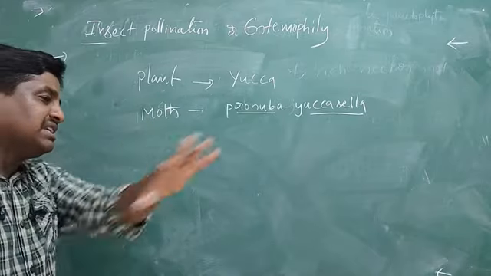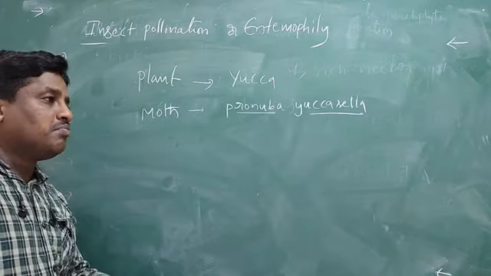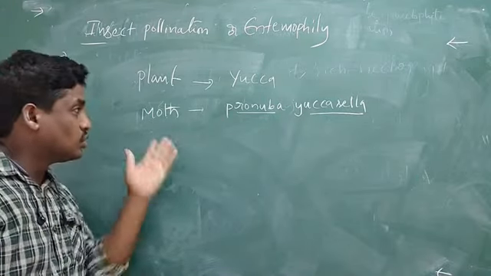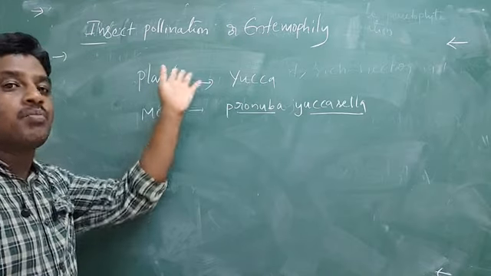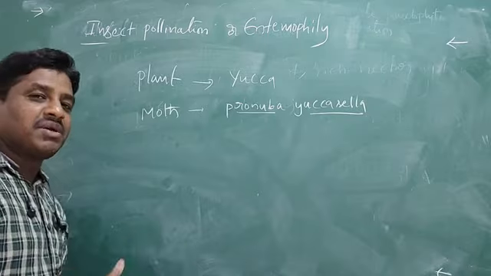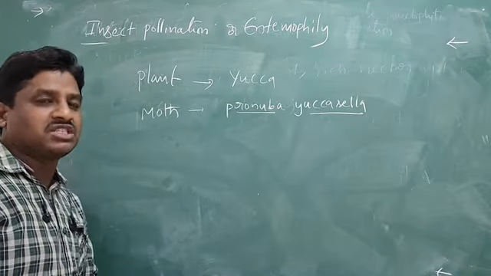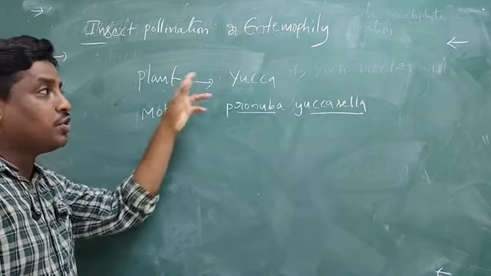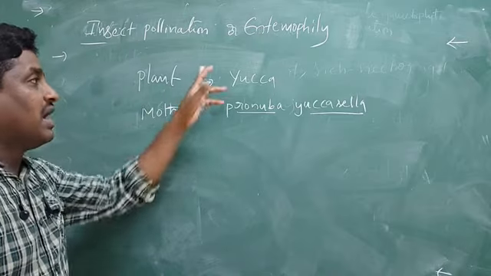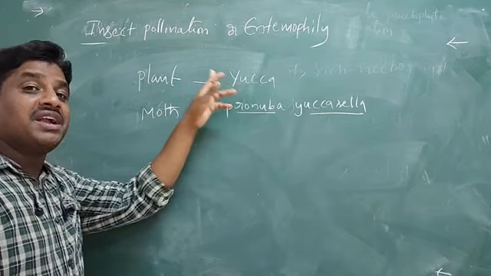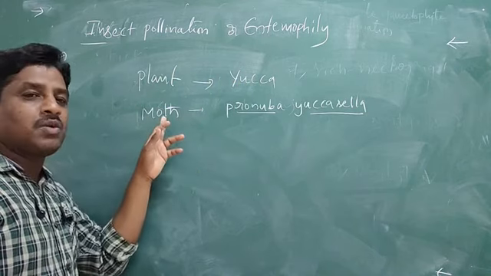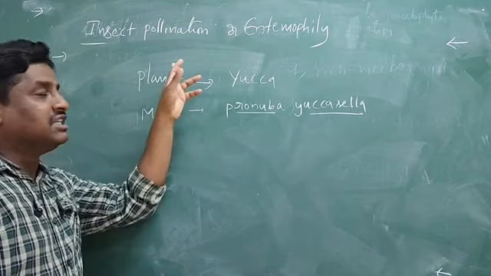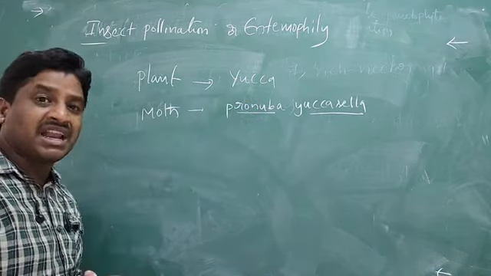Suppose in such an area the moth is present but the plant is not available, so the moth cannot complete its life cycle. Suppose some think another plant can be used by this moth. No, the moth completes its life cycle only in the presence of the yucca plant. And the yucca plant also completes its life cycle only in the presence of its pollinating agent, this moth. If this moth is not present, the yucca plant also cannot complete its life cycle.